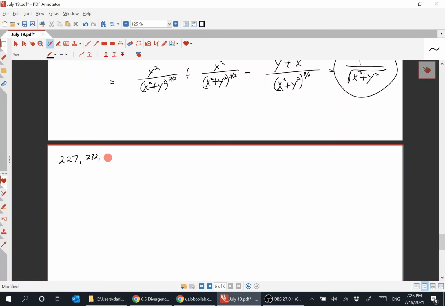232, 242, 246, 252, and 254, we can omit those. Okay, so all that we really need to know about curl and divergence are just what they are, so that when it comes time to apply them, which is in section 6.7 and 6.8 for Stokes' theorem and the divergence theorem, we know what they are. Curl is also useful for telling when a three-dimensional vector field is conservative, but I'm not gonna test you on that.